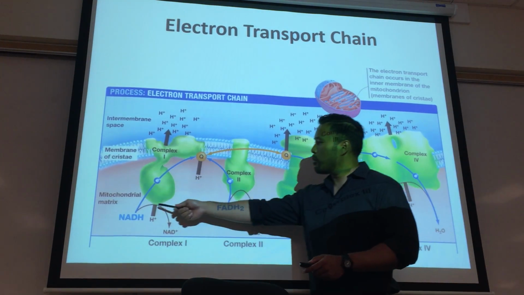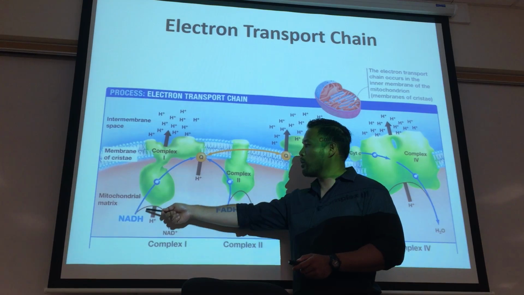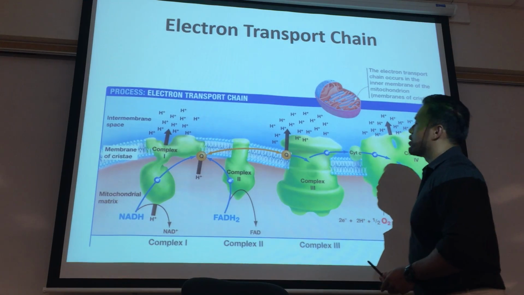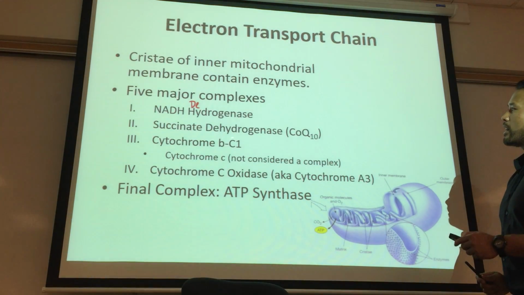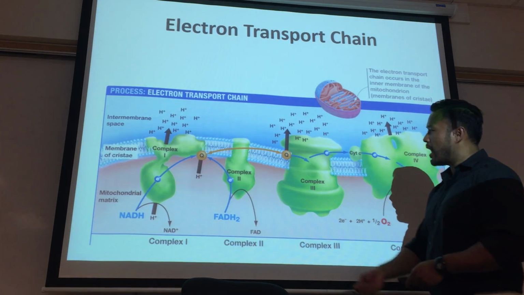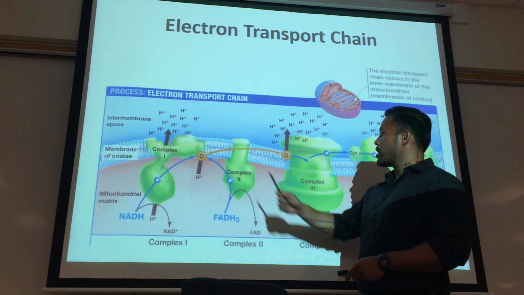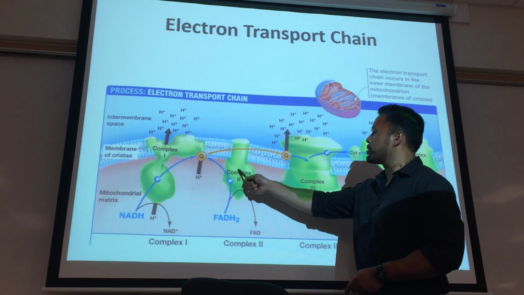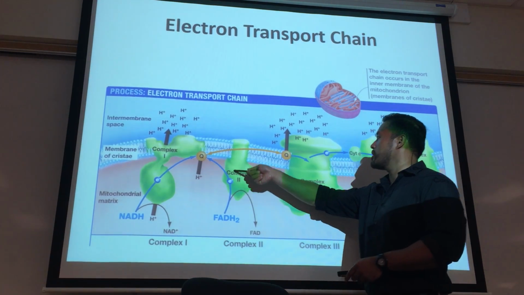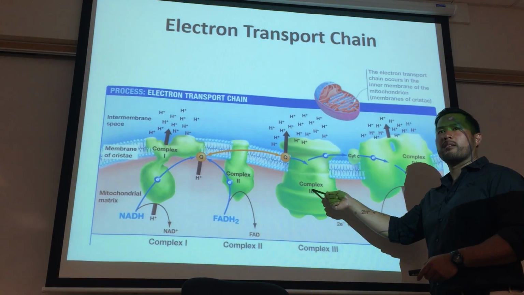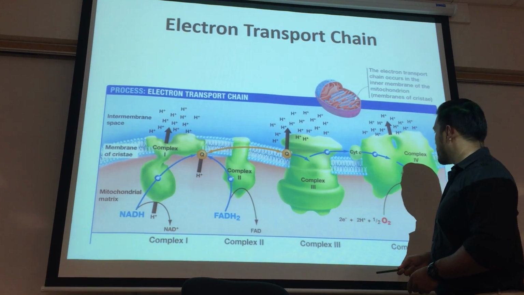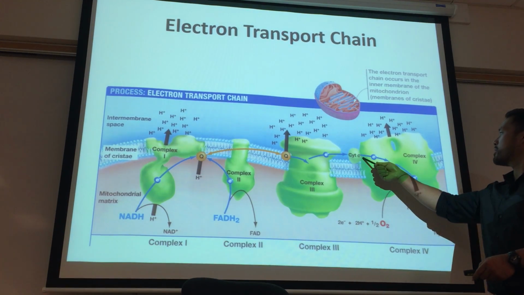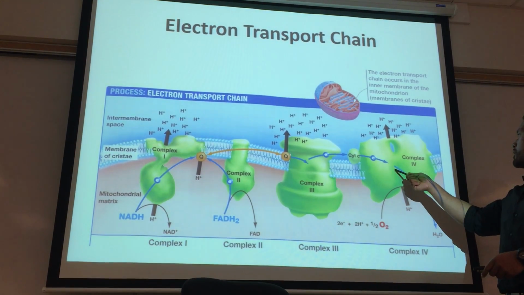And when we take that high energy electron, we're going to pass it through. It's going to get passed over to coenzyme Q, also known as CoQ10, and that's going to hand it over to complex 2. Actually, no, I'm sorry, complex 2 is succinate dehydrogenase. It's going to now get carried over to complex 3. Complex 3 is going to take that electron, and it's going to pass it over to cytochrome C, which is going to now hand it over to complex 4.